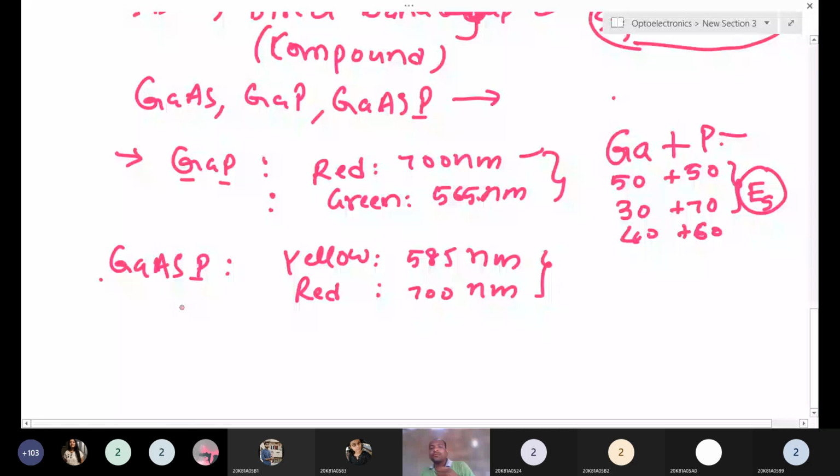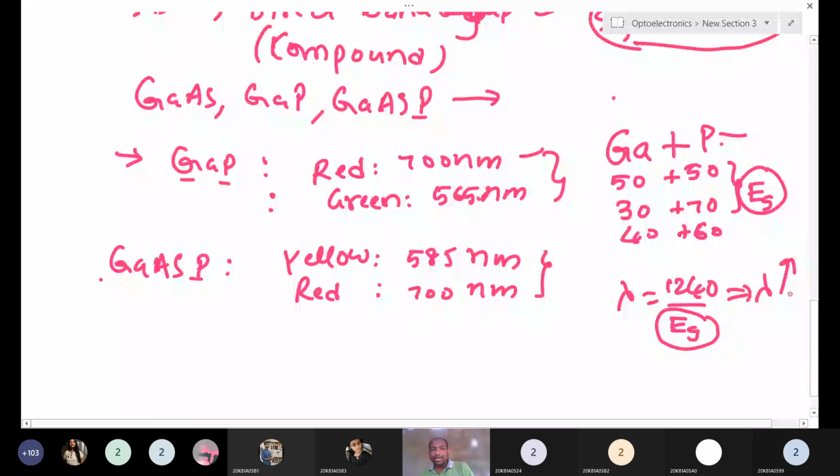Here in gallium arsenide phosphide, three elements are there. Depending on this composition, suppose this is 10%, 30%, this is 60%, or 40%, 10%, 50%. So depending on these percentages, the band gap will change. Once the band gap is changed, the wavelength will change. Wavelength changing is nothing but the color of the emitted photons changing.